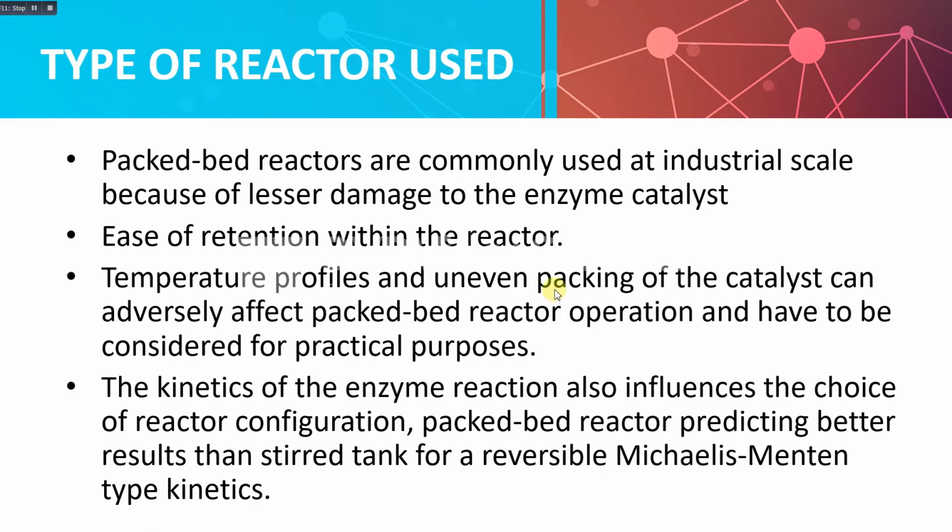The type of reactor used in high fructose corn syrup production is packed bed reactors, as they are commonly used at industrial scale because they cause less damage to the enzyme catalyst. There is also retention within the reactor. Temperature profiles and uneven packing of the catalyst can adversely affect packed bed reactor operation and have to be considered for practical purposes. The kinetics of the enzyme reaction also influences the choice of reactor configuration. A packed bed reactor predicts better results than a stirred tank for a reversible Michaelis-Menten type kinetics.